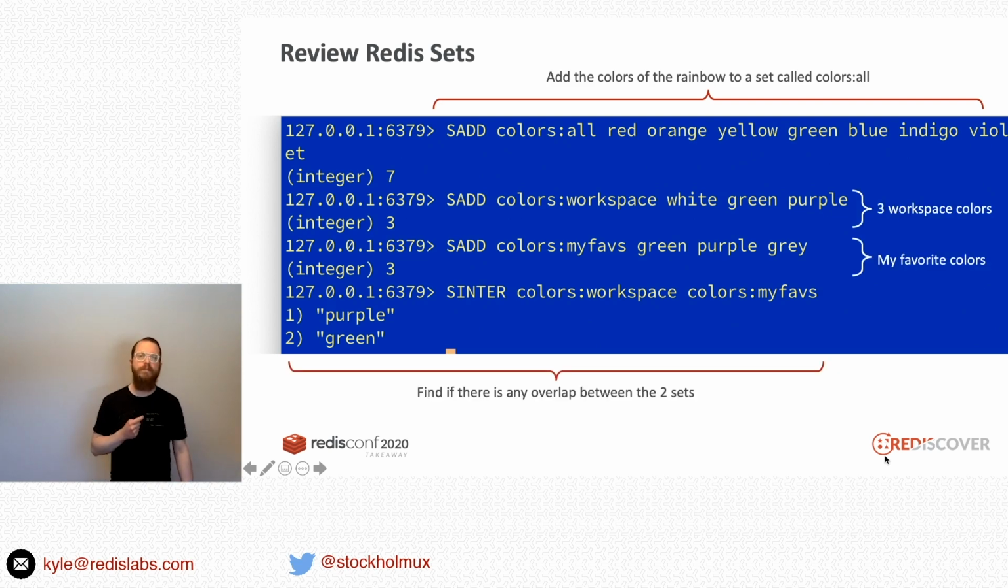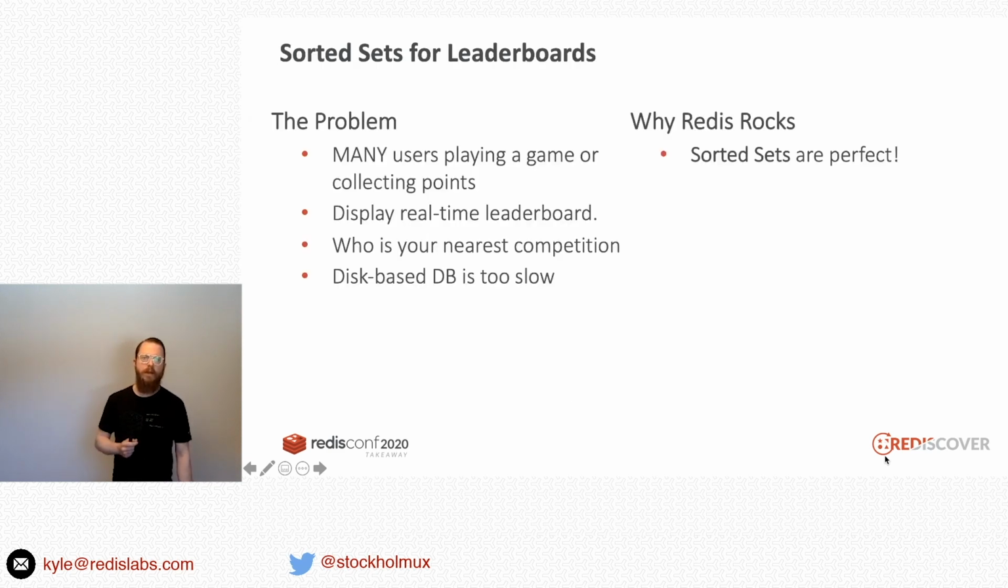Okay, let's shift gears again and talk about leaderboards. Now, leaderboards are great in a lot of different use cases, but gaming is one of the key things that you see people using it for. In that case, you have many users playing a game, collecting points, and doing all sorts of things like that. And you want to see who's ahead and who's behind and who's near you. This is something that sorted sets are a great representation of. And that's something that's really hard to do in a lot of disk-based databases because the data is constantly moving.